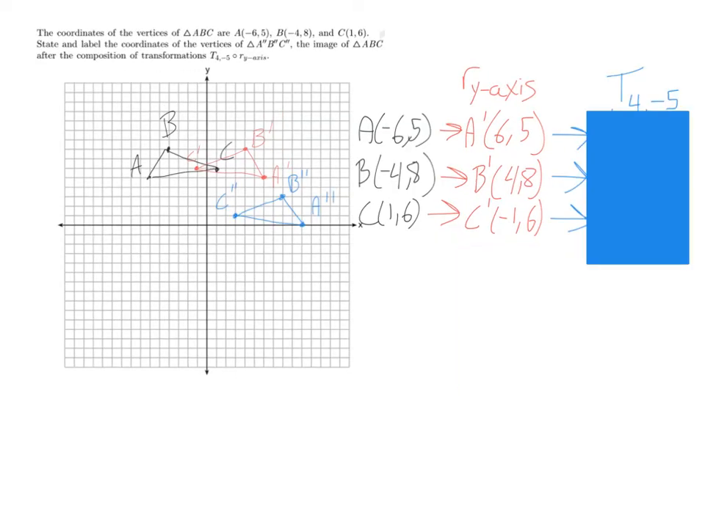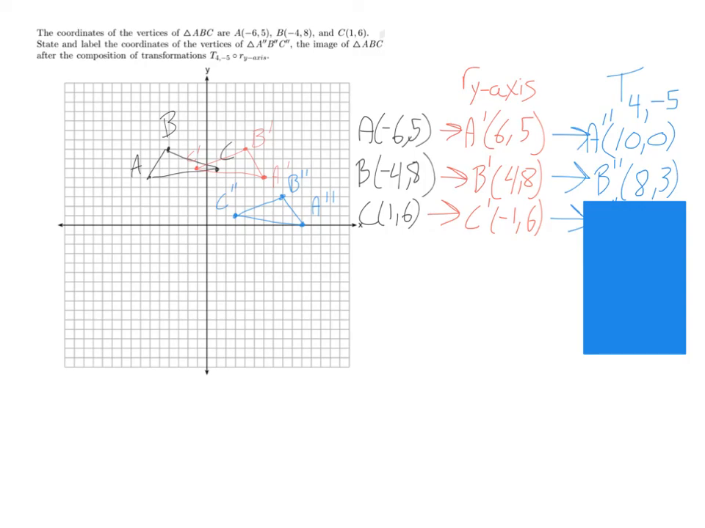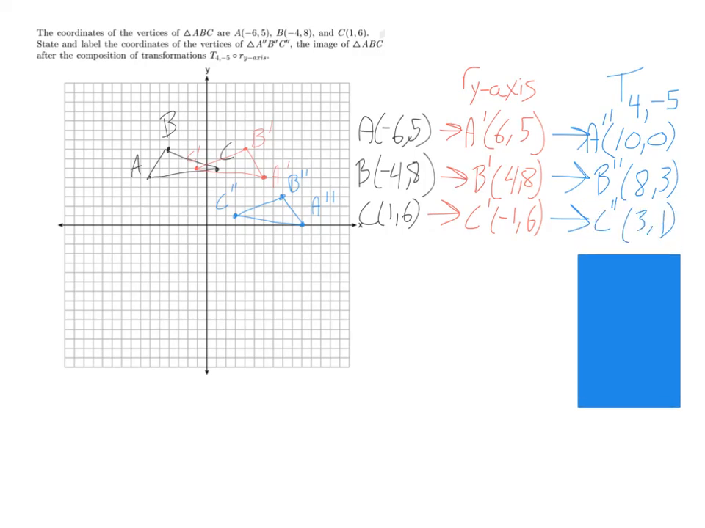After you translate the points for -5, you should end up with the answers of A double prime at 10, 0, B double prime at 8, 3, and C double prime at 3, -1. And that's how you perform a composition of transformations.